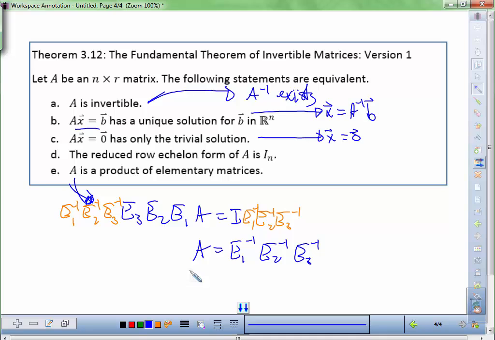Now remember that the inverse of an elementary matrix is also an elementary matrix. So these are all elementary matrices. And A then is a product of elementary matrices. So regardless of how far we go with E1, E2, E3, we could have gone to E17 or whatever. But if we lay it all out, it's a product of the inverses of elementary matrices, which is still in its own right an elementary matrix. Okay?